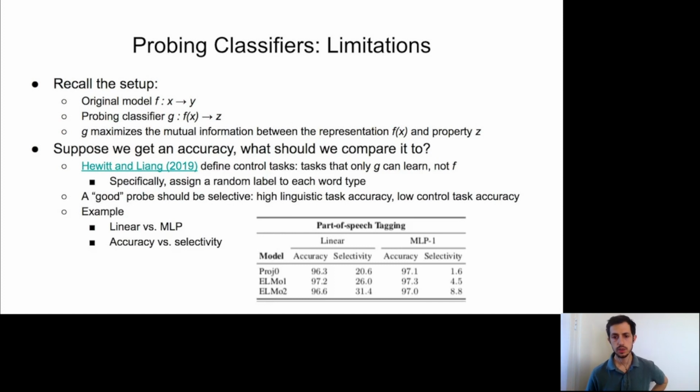But now when we look at the selectivity, things change. And suddenly it's the top layer that has the best selectivity. So while it's true that the first layer has a better accuracy, it seems that much of this accuracy is coming from the ability to memorize word types. And this can be discerned when we compare the accuracy on the control task with the accuracy on the linguistic task. So one useful thing to consider is the baseline that you compare with.